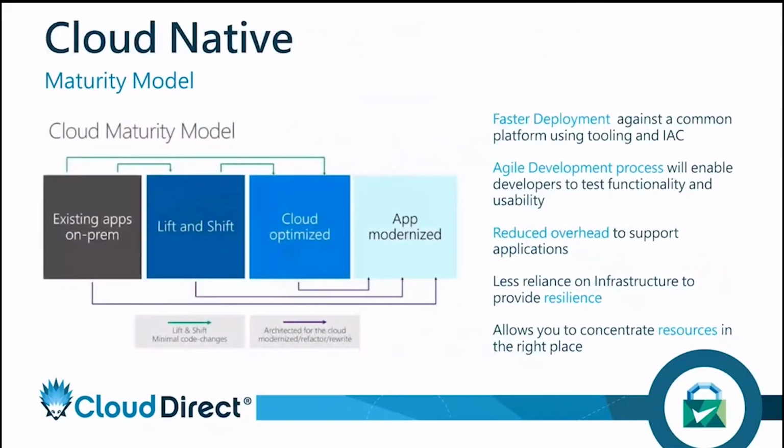So what does a cloud native maturity model look like? What does it actually mean? So what we have and where we're trying to get to. So you might have existing applications on-prem. Your options are, you may want to just lift and shift to Azure and start to leverage the benefits of economies of scale that we've already mentioned. That will basically include minimal code changes. You won't need to change your application that much. It's just a case of leveraging the benefits of the cloud.